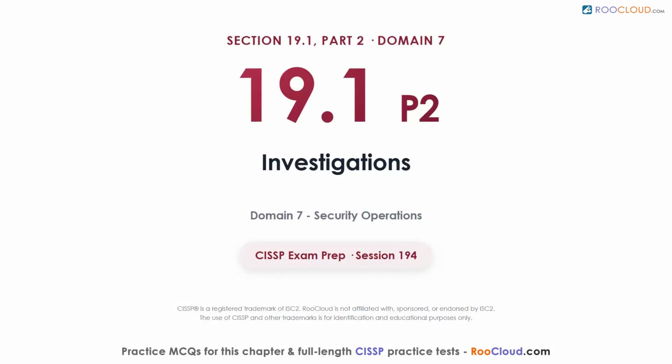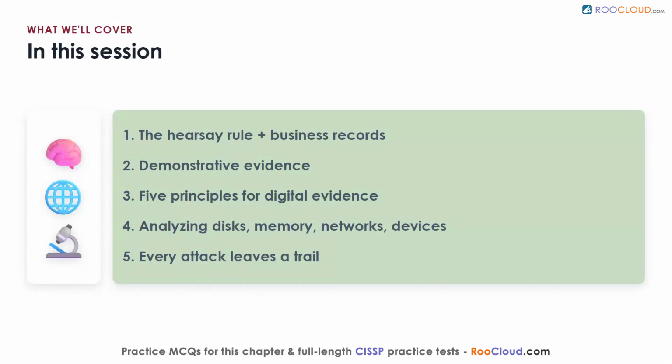Welcome to section 19.1, part 2. This is the 194th session of the CISSP exam prep series. Having covered investigation types and the forms of evidence, we now turn to the rules and hands-on techniques of digital forensics. In this session, we'll get practical about handling digital evidence.